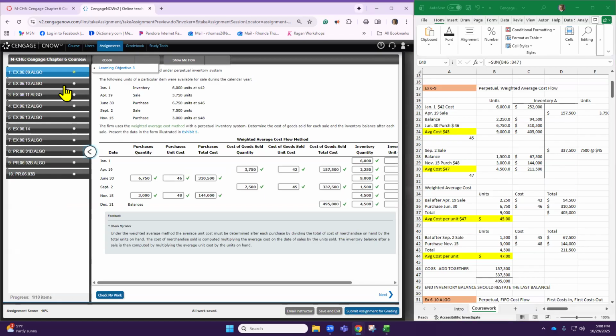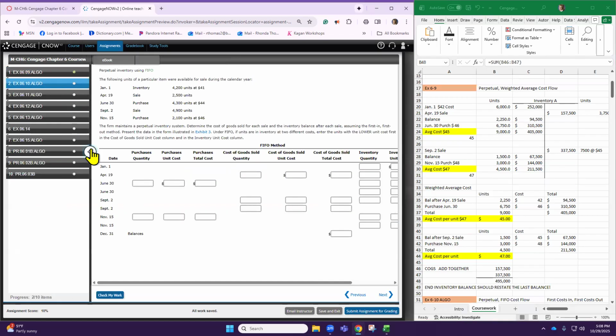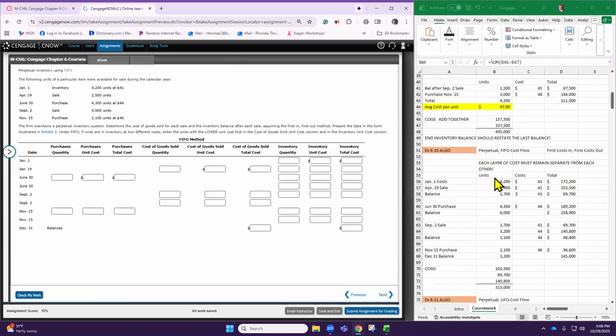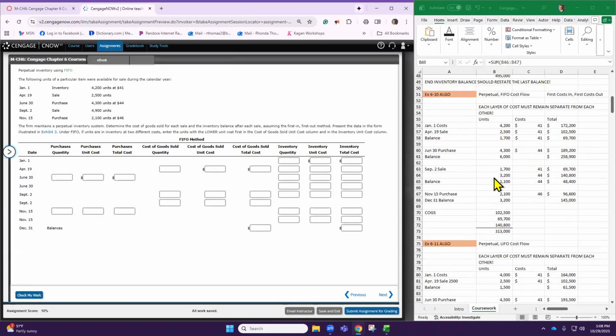Okay, so that was weighted average perpetual. Now we're going to do perpetual using FIFO, first in, first out. And remember, it's first cost in, first cost out. So let's just begin with inventory. That's where we always start.